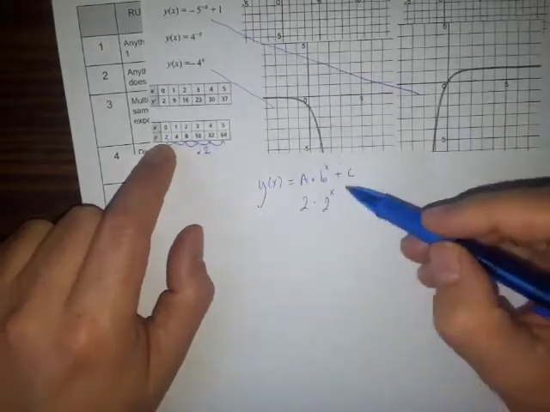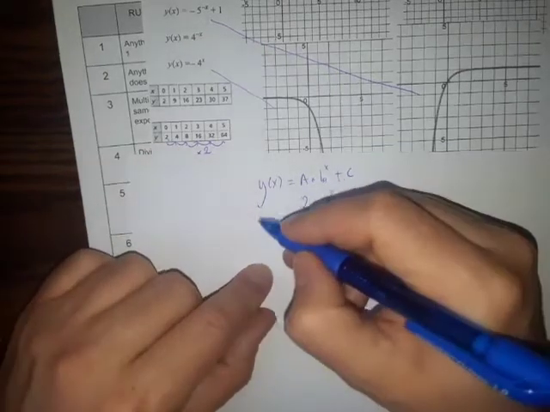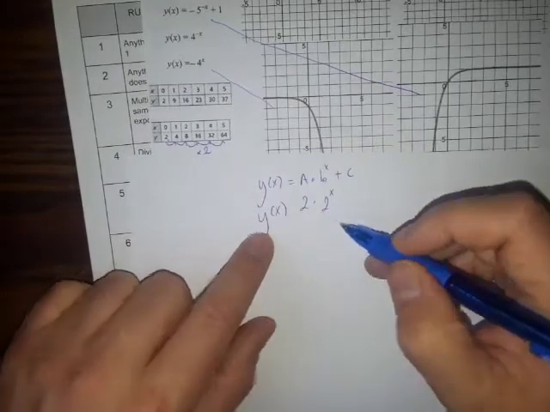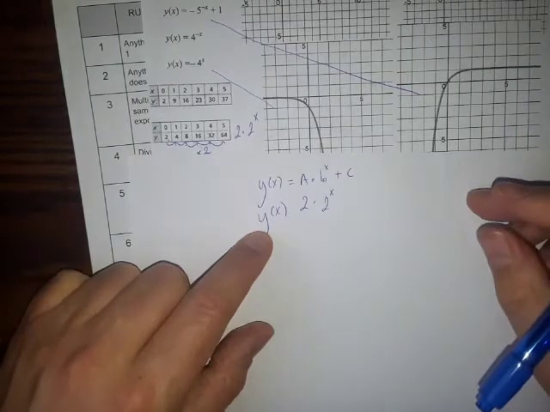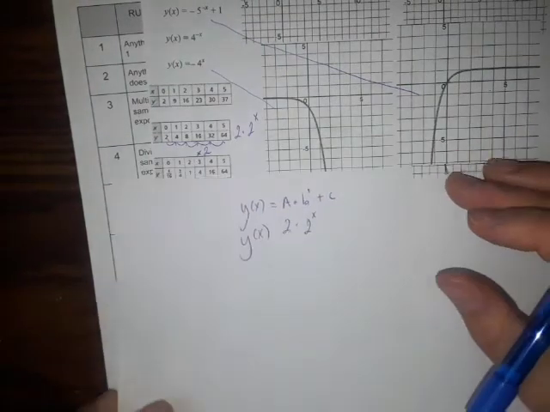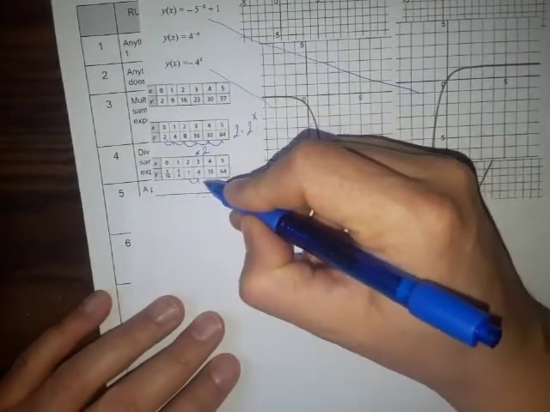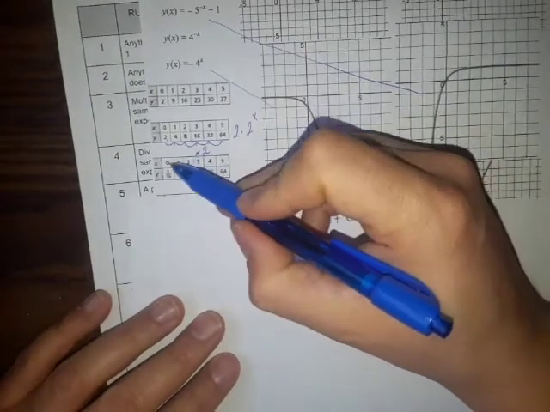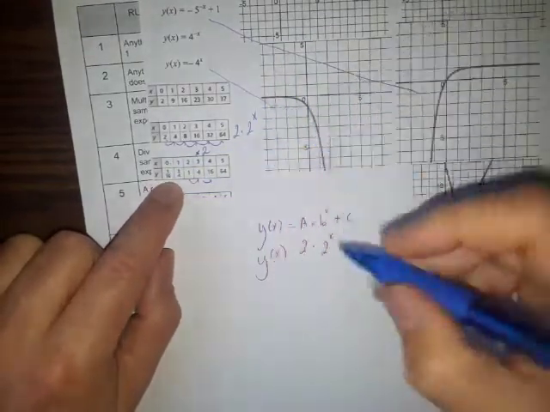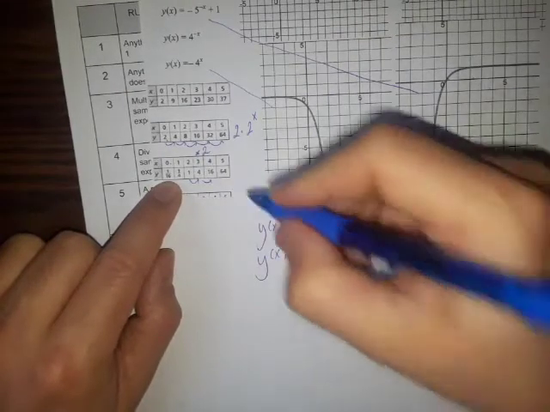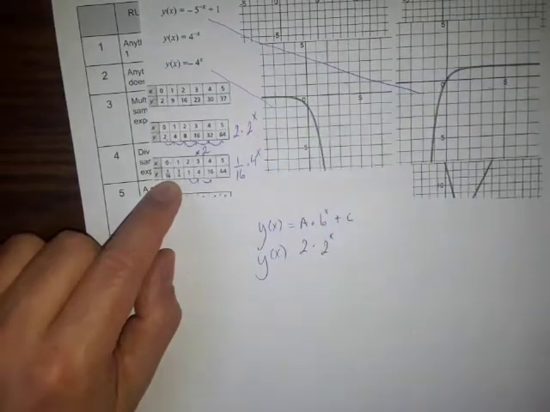Let's see if it's true. For 0 it would be 2. For 1, 2 times 2 to the first power, yes, so that's correct. So this is 2 times 2 to the x, okay? Here we see that the multiplier is 4, right? And for 0 it's 1/16. So what we have here is a is going to be 1/16. So you're going to have 1/16 times 4 to the x, right?